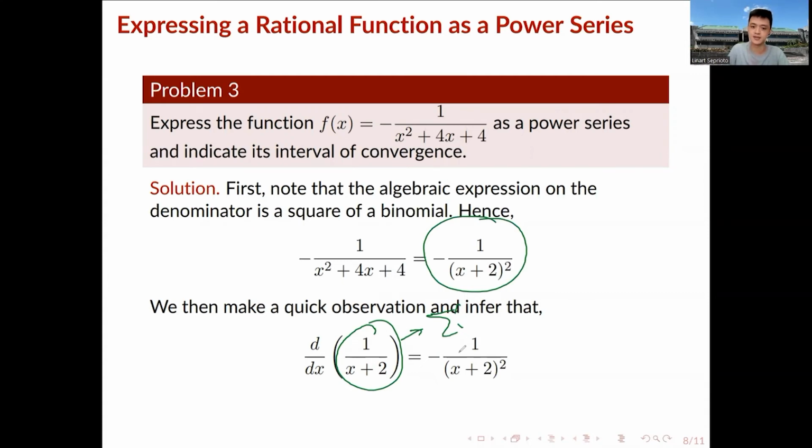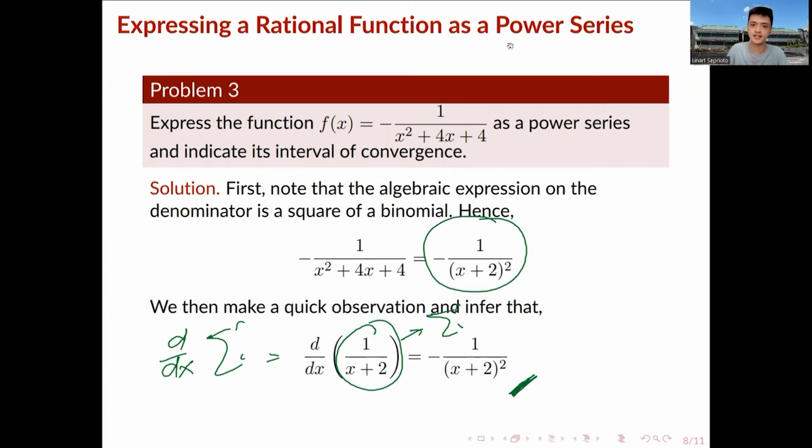And what does this tell you? Kung ito is equal to the derivative of this one, then maybe yung power series representation niya is just the derivative of the power series representation ng 1 over x plus 2. And that's exactly what we're going to do dito. Okay? So, totoo yon again, kasi ito yung expression na gusto nating hanapan ng series. Equal siya to the derivative ng isang function. So, it should be equal to the derivative of the power series representation ng function natin. Okay?